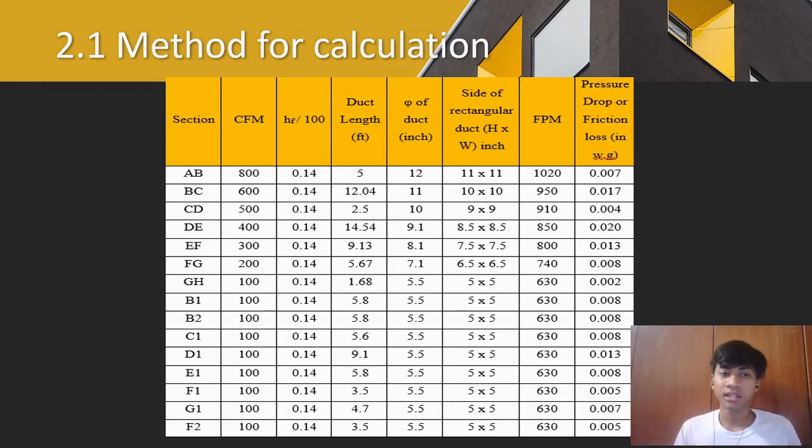This is the duct length that we already calculated or measured on the paper. This is the dimension of the duct that we get from the galvanized steel. This is the side of the rectangular duct, also from the galvanized steel, and also the FPM. Then this is the pressure drop. The formula of pressure drop is HF per 100 multiplied by duct length, and then we get the result and put it in the table.